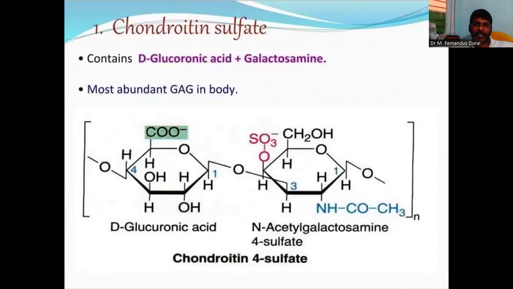Chondroitin sulfate contains D-glucuronic acid and galactosamine. This is the most abundant GAG in the body.